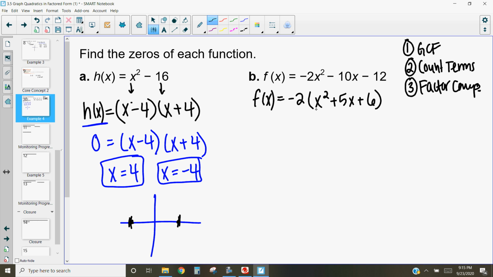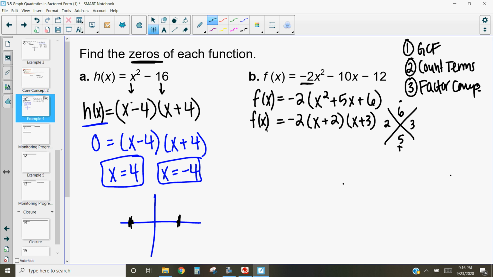Now I want to factor this x squared plus 5x plus 6. We always want to factor when we're finding the zeros. We always want to factor out whatever this number is here so that I get an x squared, because then it makes it easier when I factor. I'm going to factor using my x method, and I want 2 numbers that multiply to 6 and add to 5. Those 2 numbers are 2 and 3. So when we factor this, I get -2 times x plus 2 times x plus 3. And that's our f of x.